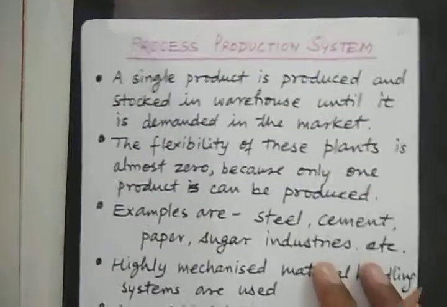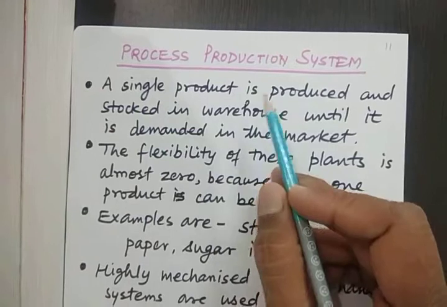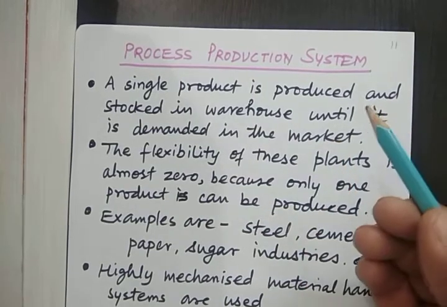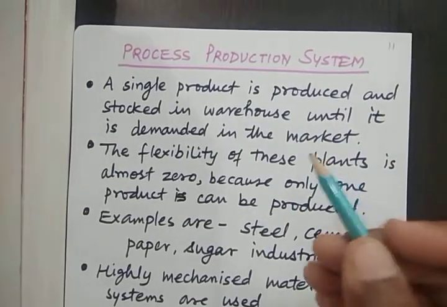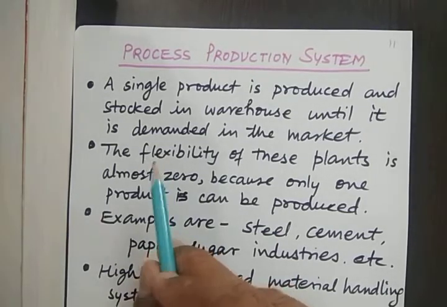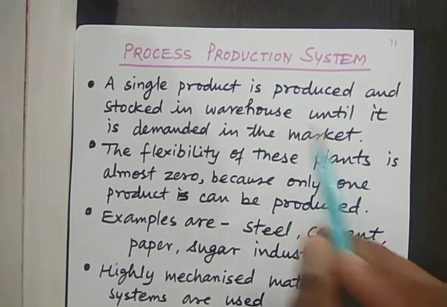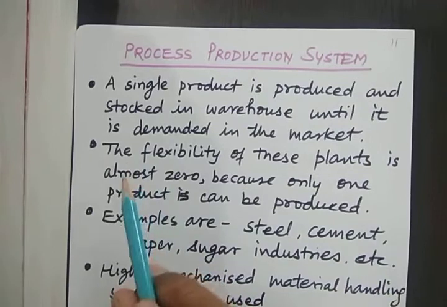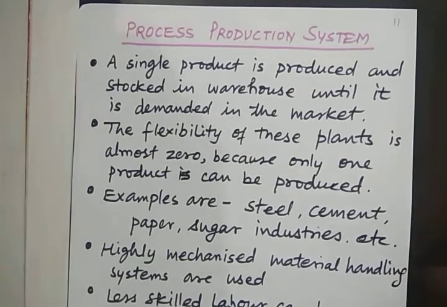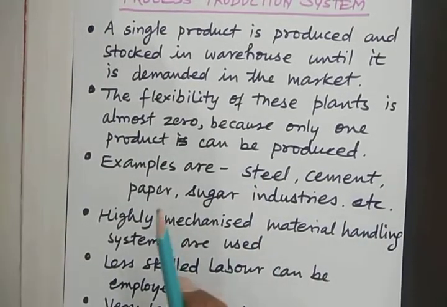And as we discussed, for the process production system there are certain points. A single product is produced and stocked in a warehouse until it is demanded in the market. This is a kind of continuous production system, and we produce only one type of product in very large volume. So the flexibility of these plants is almost zero, because only one product can be produced. All the facilities are arranged in the sequence of that product. Examples are steel industry, cement industry, paper industry, sugar industries, etc.